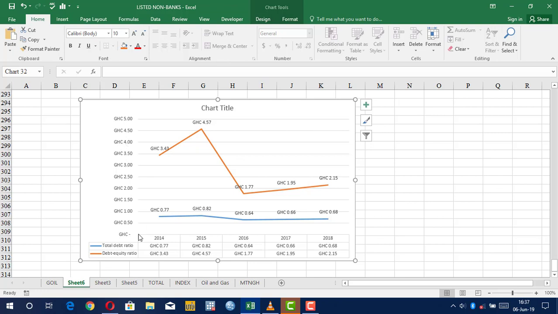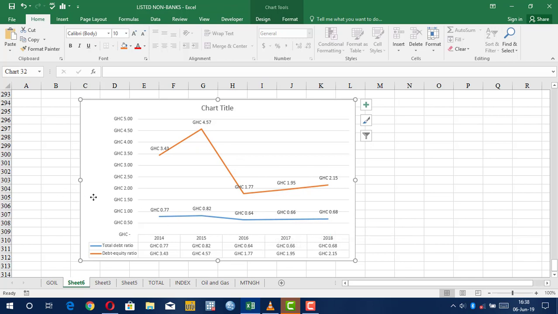Okay, so let's say in 2014 their total debt ratio stood at 77 pesos, meaning that for every 1 cedi that they spent on an asset in the company, 77 pesos of it was borrowed or was from debt. And then the difference, which is 23, sorry, comes from equity. In 2015 it increased to 82 pesos. In 2016 it decreased to 64 pesos. It increased to 66 pesos in 2017 and 68 pesos in 2018.